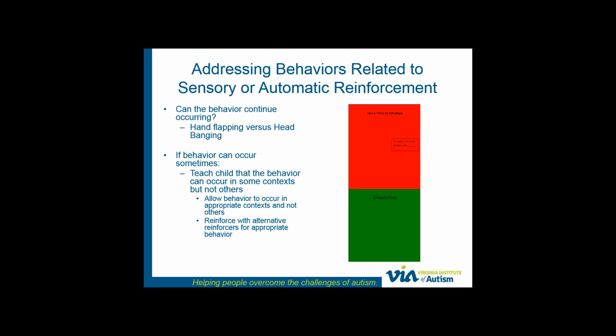So if the behavior can occur, but it's occurring too much and at all times, so if a child is hand flapping constantly, so much that they're not engaging with anybody, what we can do is teach the child that the behavior can occur in some contexts, but not others. So on here we have a little red and green board that I taught a child when he could talk about a specific topic and when he couldn't, because he was talking about a specific topic constantly. For example, animals.